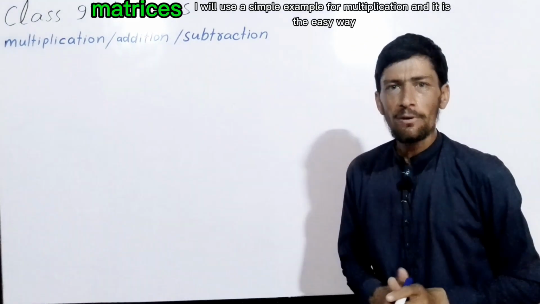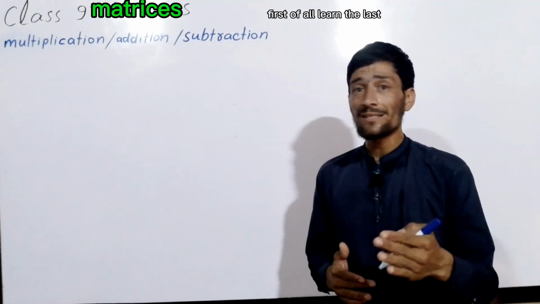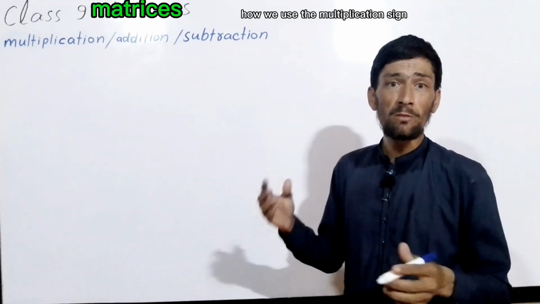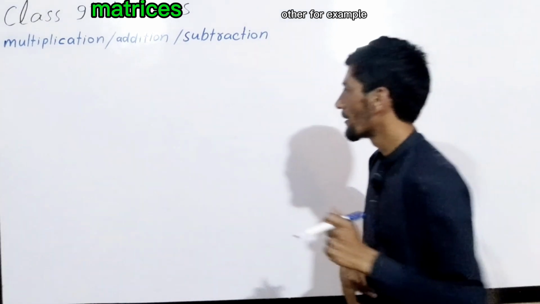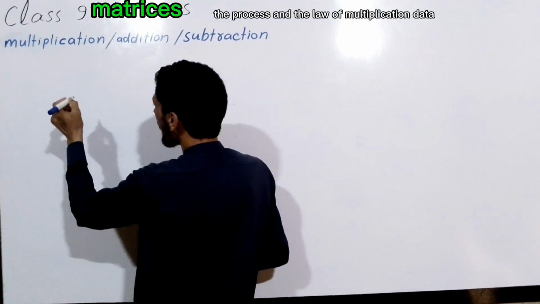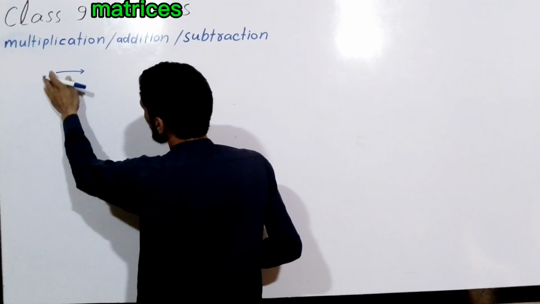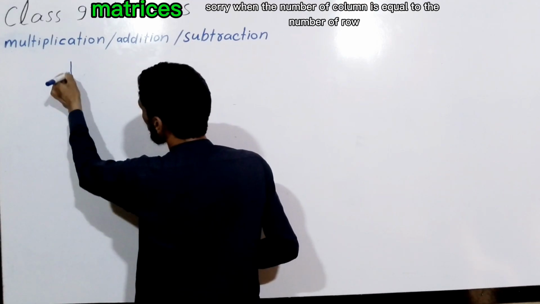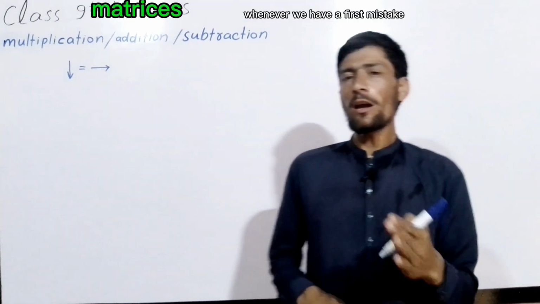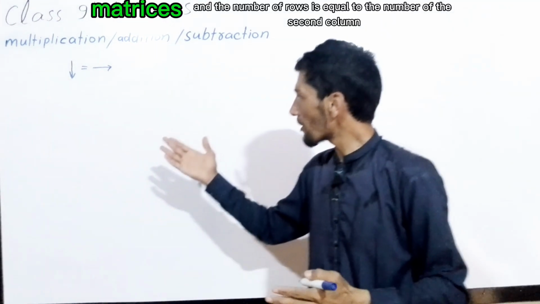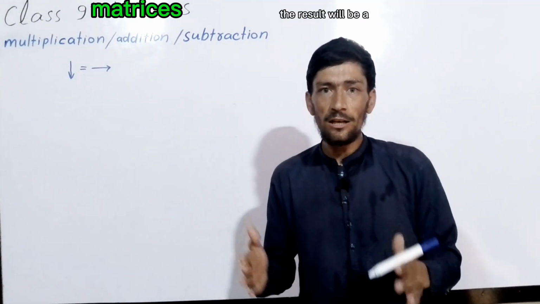I will use a simple example for multiplication, and it is the easy way. First of all, learn the laws, how we use the multiplication sign to multiply two or more matrices with each other. The rule of multiplication is that the number of columns of the first matrix must be equal to the number of rows of the second matrix. Whenever this holds, the result will occur.